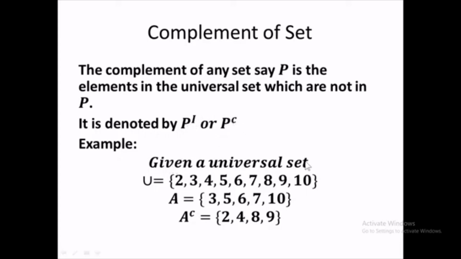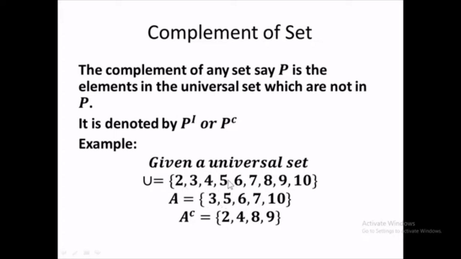Let's say you are given a universal set U having elements 2, 3, 4, 5, 6, 7, 8, 9, 10. That's the universal set. And I have set A with 3, 5, 6, 7, 10 as the elements. If I want to find the complement of set A, I will write A raised to power C or A prime. And that is the elements in the universal set but not in set A. That is the complement of set A.